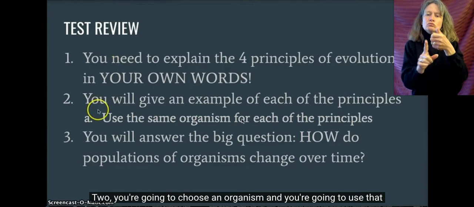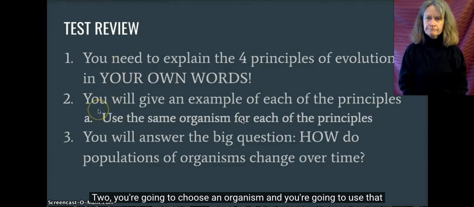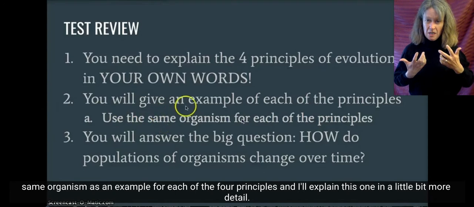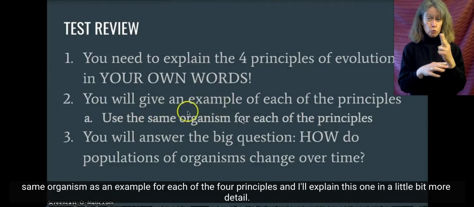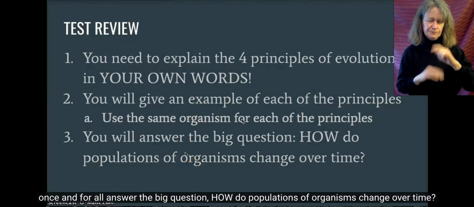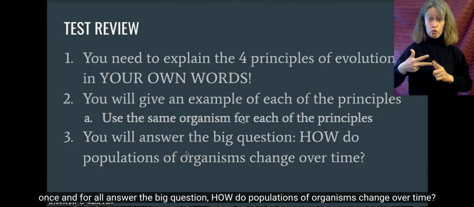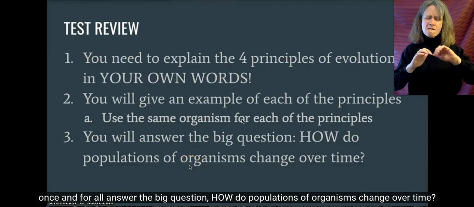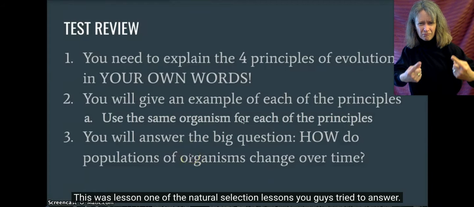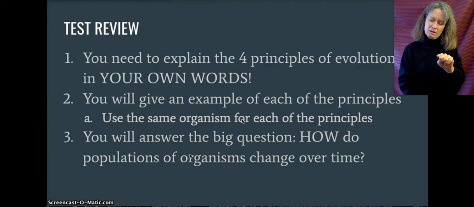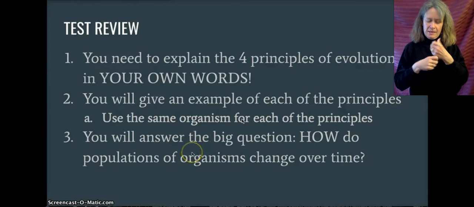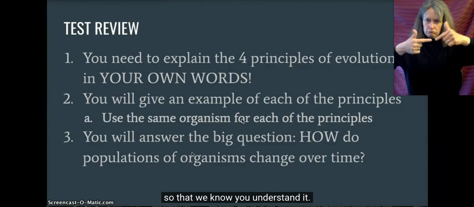Two, you're going to choose an organism and you're going to use that same organism as an example for each of the 4 principles. And I'll explain this one in a little bit more detail. And last, you're going to once and for all answer the big question, how do populations of organisms change over time? This was lesson 1 of the natural selection lessons. You guys tried the answer. I made a few videos explaining the answer. Now you're going to explain it so that we know you understand it.